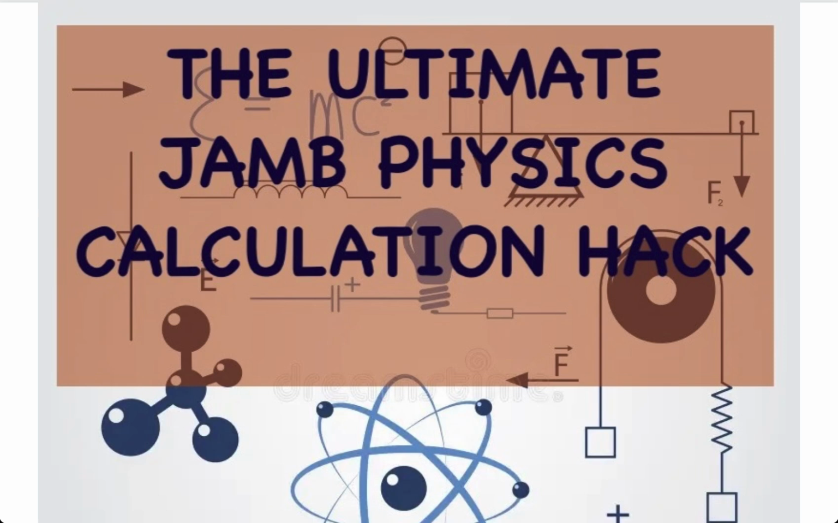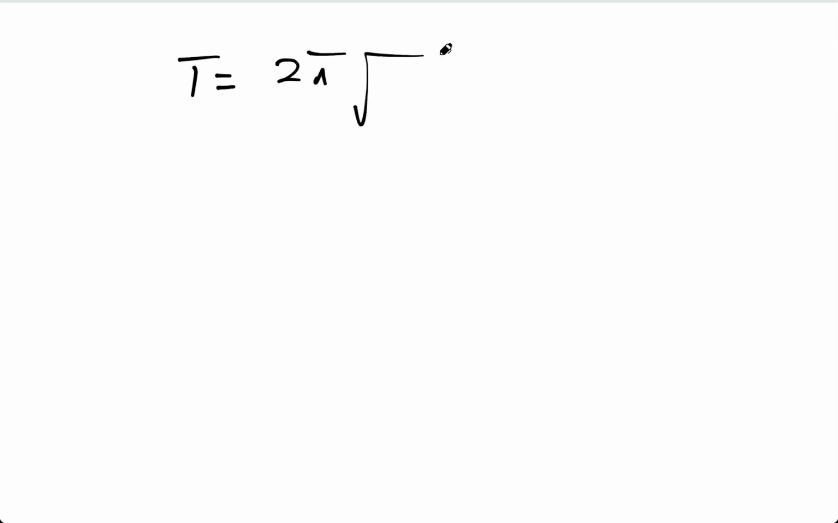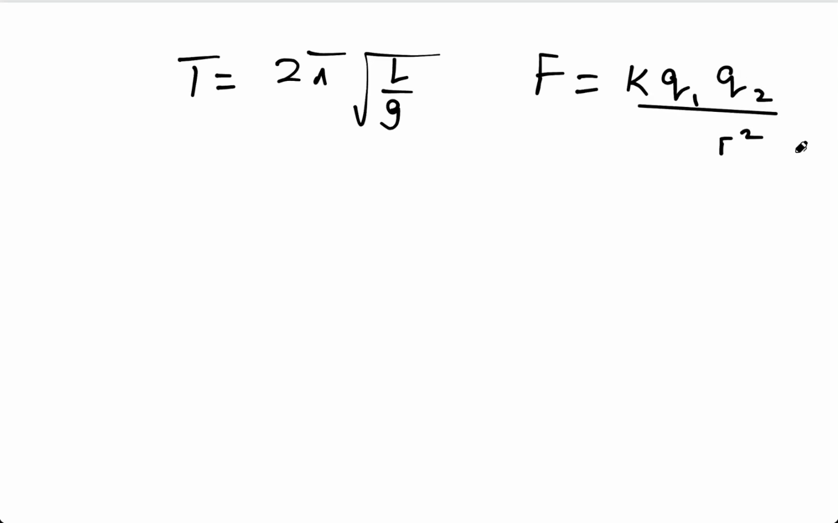For example, they can give you a question on T equals 2 pi square root of L over g. They can give you something on F equals k times q1 times q2 divided by r squared. So they can begin to say that, oh, when the temperature is halved, what happens to the length? When the force is doubled, what happens to the distance apart? Now, they like to ask you these kinds of questions very well. So in this video, I'm about to teach you the ultimate way to always deal with it.